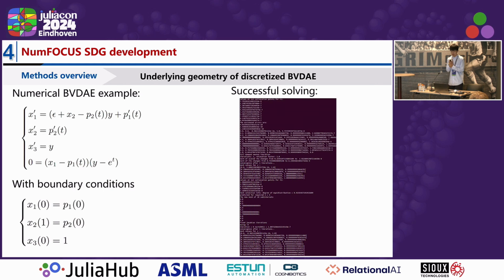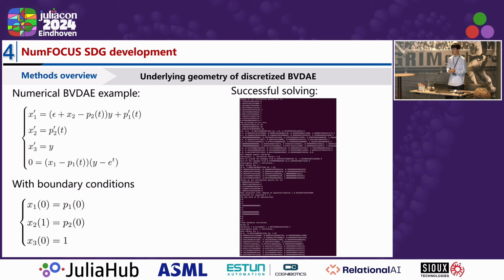So here is an easy numerical boundary value differential algebraic equation example. It's just an index one BVDAE problem with the boundary conditions specified as follows. During the past several months of work, it can already successfully solve this problem.